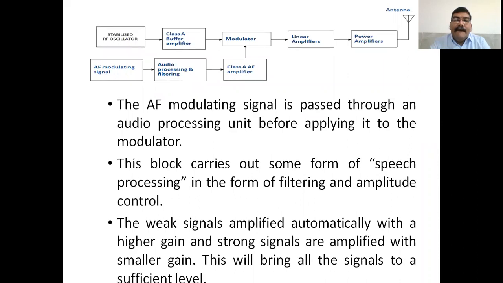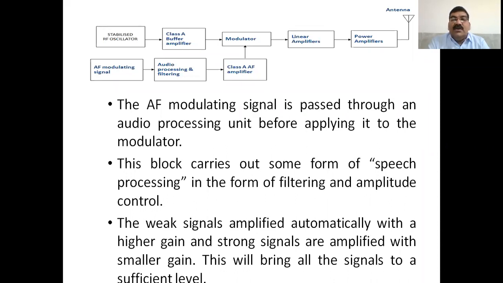The AF modulating signal is passed through an audio processing unit before applying it to the modulator. So what is this audio processing that we are now discussing? This block carries out some form of speech processing in the form of filtering and amplitude control. To improve the speech quality, some filtering is done so that it can be very clear.